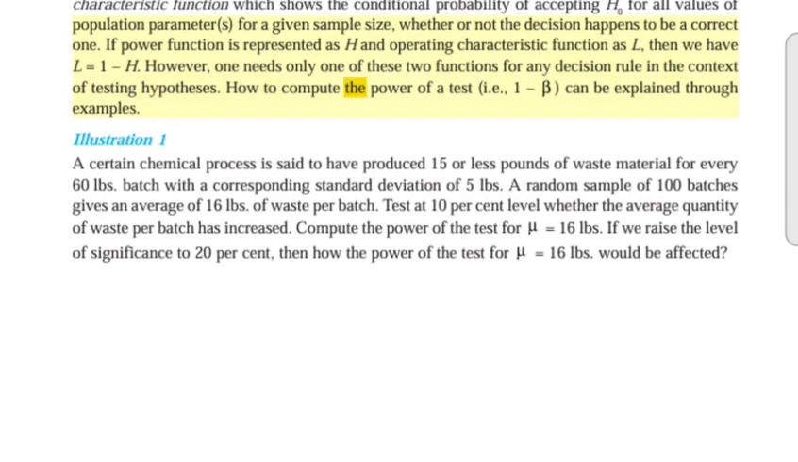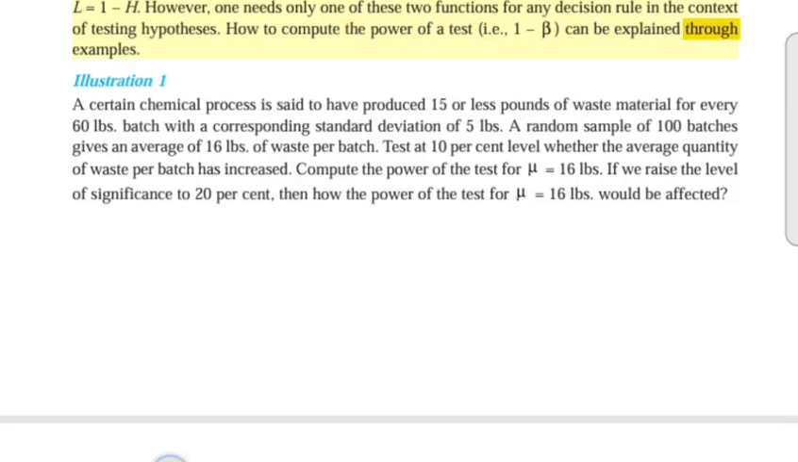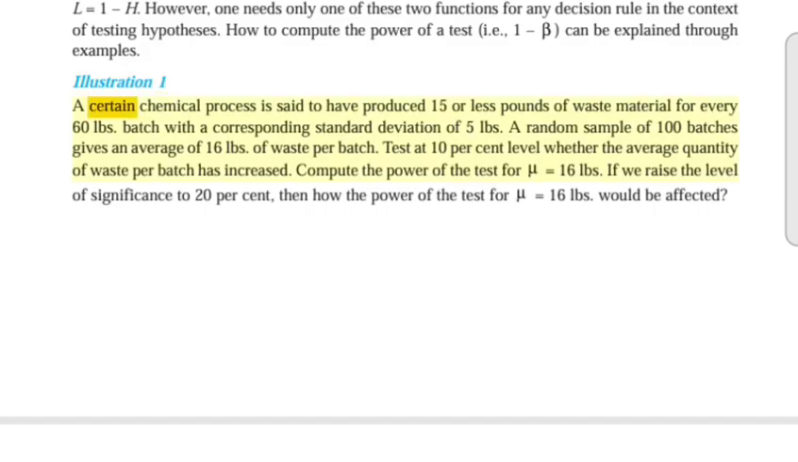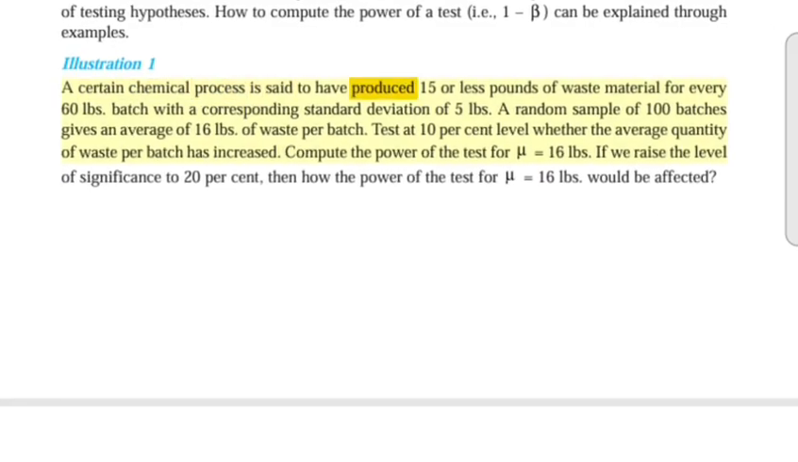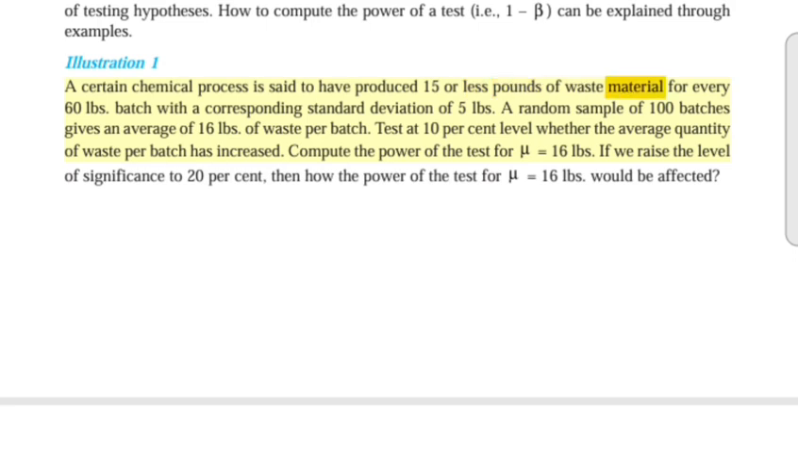How to compute the power of a test, i.e., 1 - beta, can be explained through examples. Illustration 1. A certain chemical process is said to have produced 15 or less pounds of waste material for every 60 pounds batch, with a corresponding standard deviation of 5 pounds.